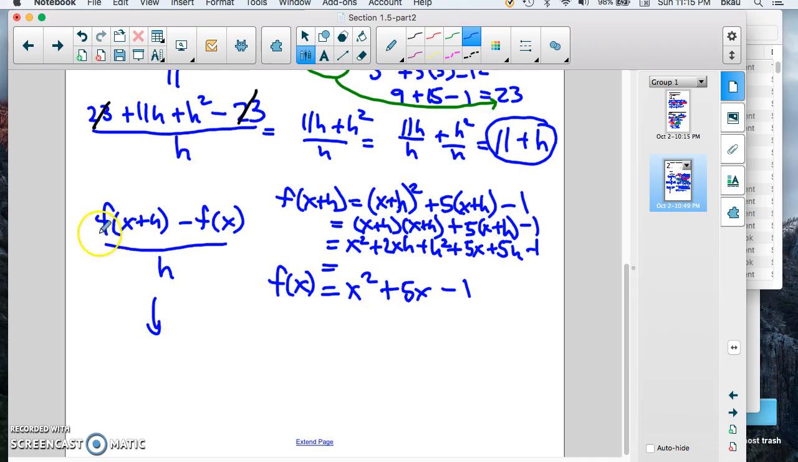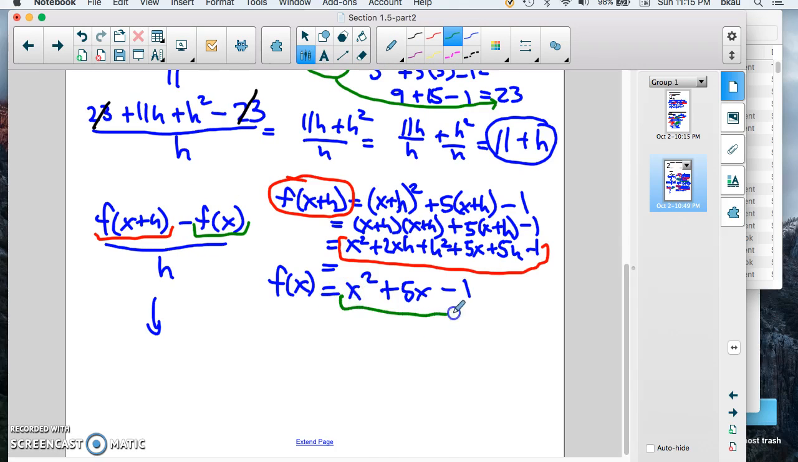So for our difference quotient, we have to do the f of x plus h. So the f of x plus h is this whole thing. That's f of x plus h. We also would have to do f of x. This is f of x plus h right here. And then we have to do the f of x, which we knew what that was. That was the formula right here. So we're going to evaluate this difference quotient by rewriting it, putting in the values we know for f of x plus h, putting in the values we know for f of x.